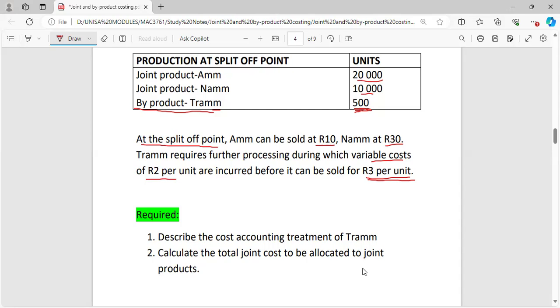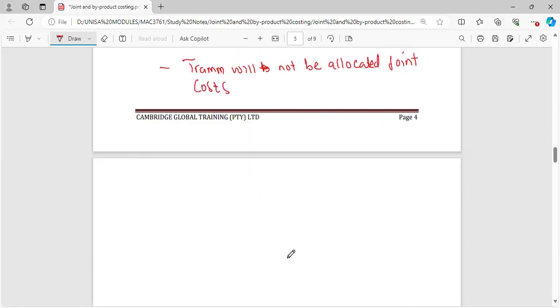the question is, I think you have gone much further. The question requires us to calculate the total joint cost, which means we just need the joint costs that are going to be allocated. We are not allocating yet. What you have said in your point 1 and 2 is exactly what we are supposed to do.